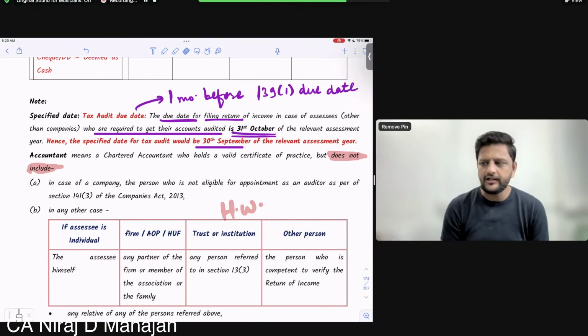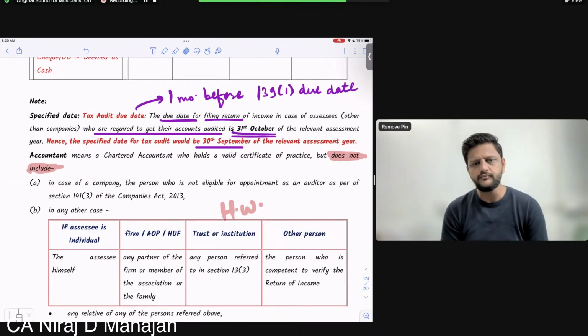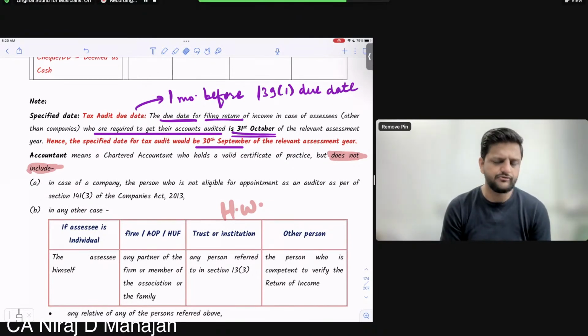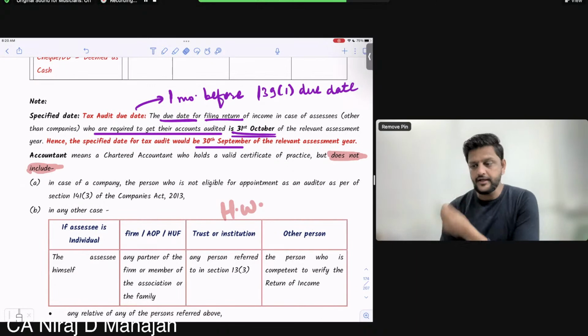And file the return by 31st October. Is that clear to all of you? Fine. So that 44AB also we have covered. After that, we went into what? Presumptive taxation. 44AD, ADA, AE.